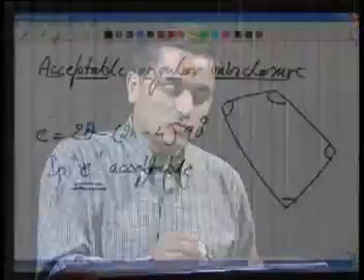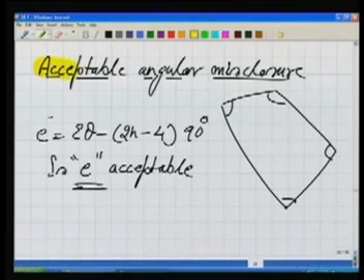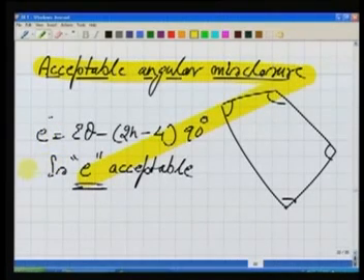Now having done this, we are going to talk about one more term, which is acceptable angular misclosure. Now what is the meaning of this? We have been talking about this very often.